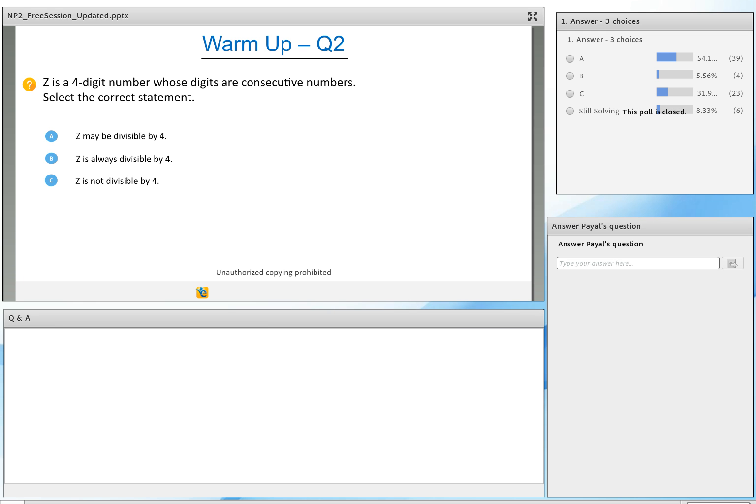So the correct answer is choice A. Now let's go through the solution. What's the divisibility property of the number 4? That the last two digits should be divisible by 4. And what is given to us? Z is a 4-digit number whose digits are consecutive numbers. Now, combining, you have the divisibility rule of 4, which indicates that the last two digits should be divisible by 4, and then we know that the digits are consecutive numbers.